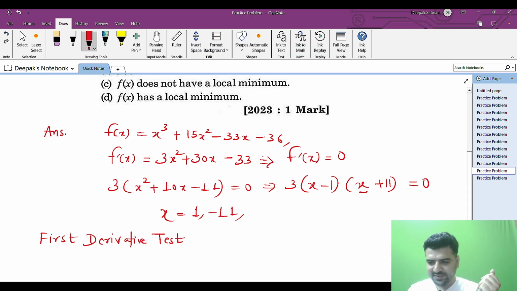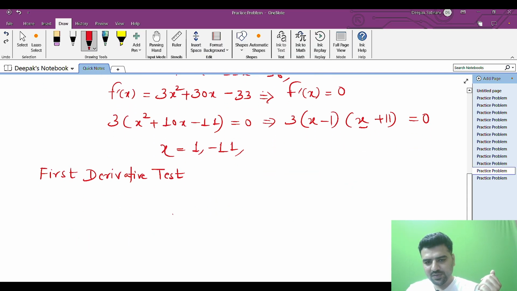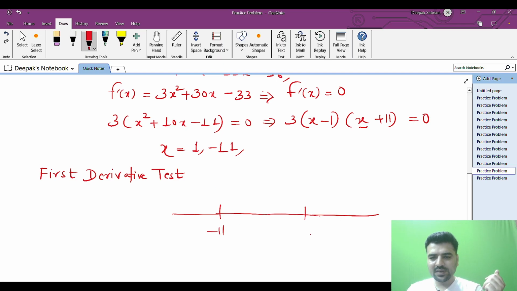So in the first derivative test, you have to plot the line and plot these points, minus 11 and 1. You can judge maxima or minima with the help of the sign of the differentiation. If it is a maxima, it looks like this. On the left side of the maxima, the slope is positive, so f dash is positive, and on the right side it is negative.